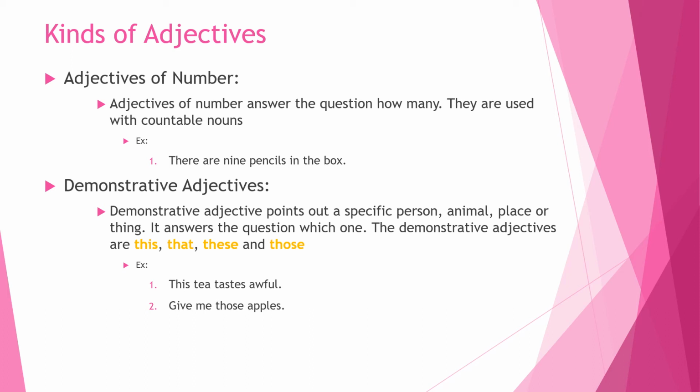In the next example, give me those apples. We are pointing to specific apples, that is those apples. So in this sentence, those is a demonstrative adjective. In the same way, these and that are also demonstrative adjectives which answer the question which one, and they point out a specific person, animal, place, or thing.